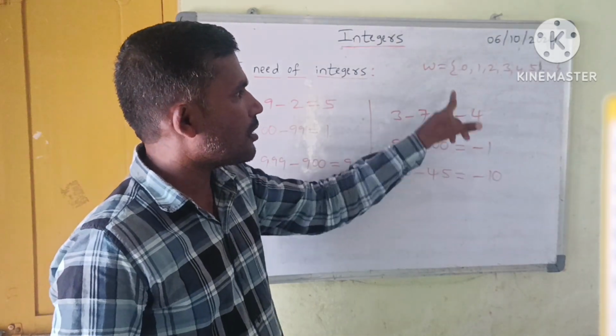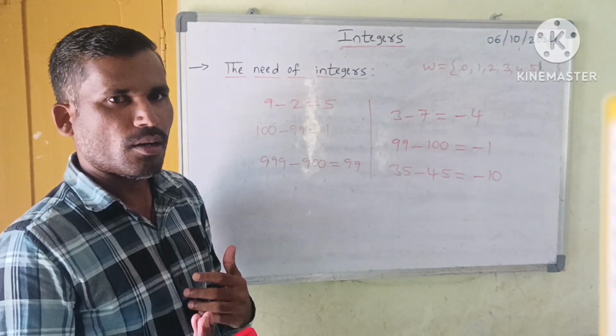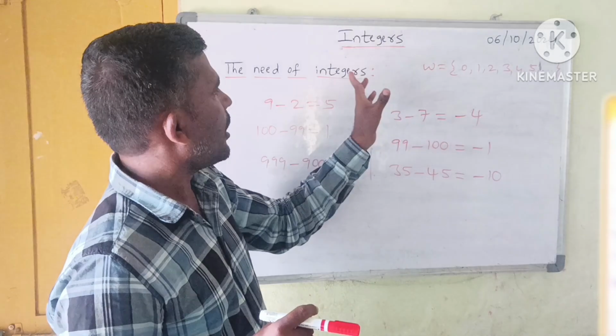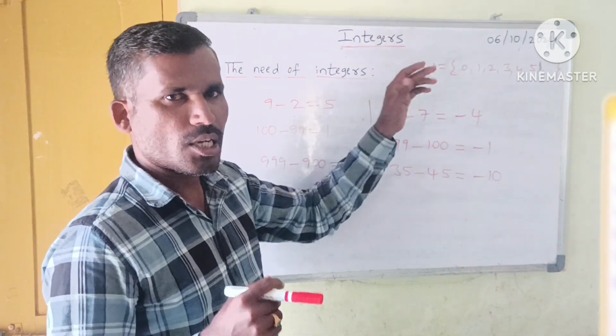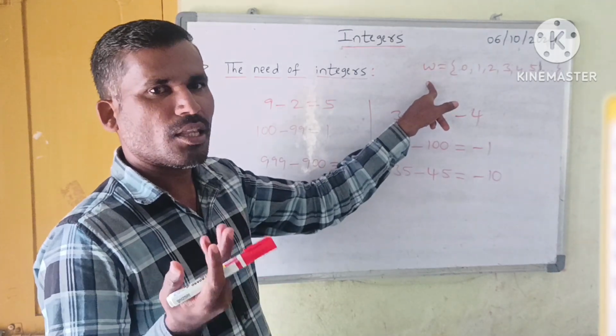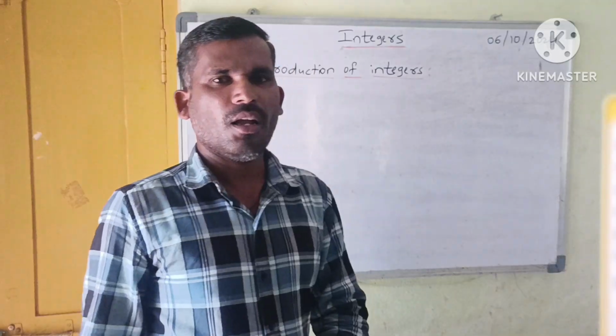These numbers are not in the whole numbers. So these types of numbers we also want. That's why the essence of the integers is the negative numbers, which are not in the whole numbers. So that's why we extended the whole numbers. When we extended the whole numbers, we got the integers.